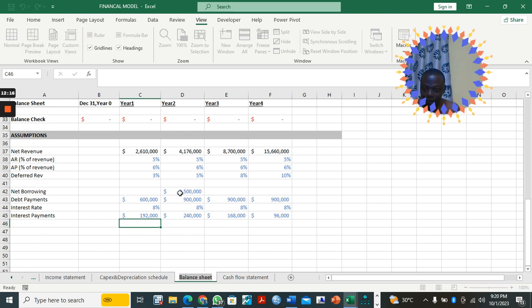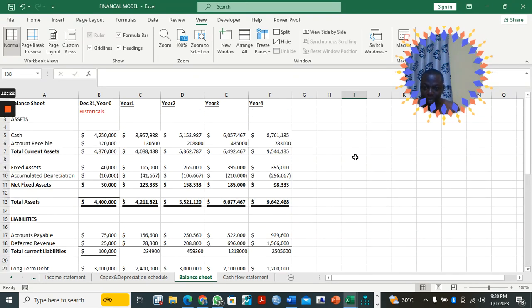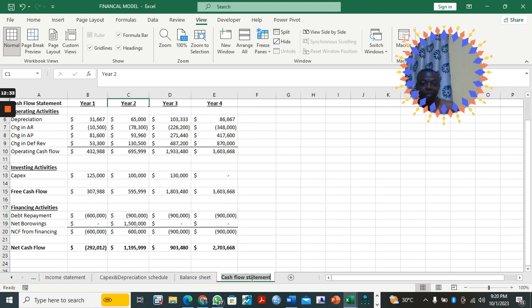Now let's come to the balance sheet. In preparing the balance sheet, you need something very vital, your cash flow statement. A cash flow statement is basically divided into three sections. We have the operating activities, investment activities, and financial activities. The financing activity is arranged last.